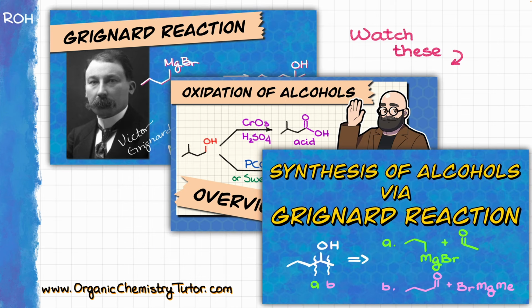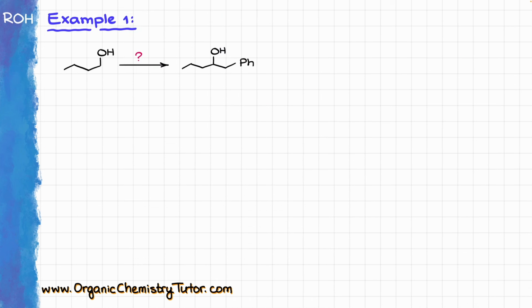As the prerequisite, you'll want to be familiar with the Grignard reaction, how to make alcohols via the Grignard reaction, and the oxidation of alcohols. So if you need a refresher, go watch those videos first and then continue with this one. So assuming that you remember all of your reactions, let's jump into our first example right away.